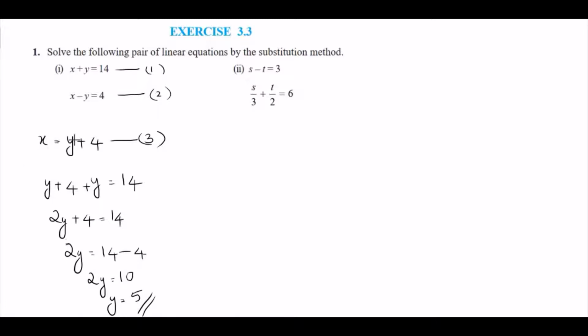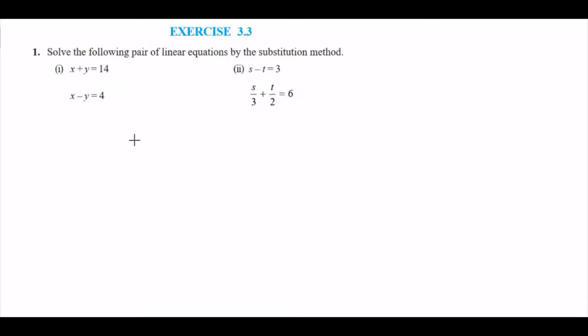Now substitute the y value here to get the x value. So x is equal to 5 plus 4. That is, we substituted the value of y in equation 3. So x is equal to 9. So here you have got a unique solution. That is, the value of x is 9 and the value of y is 5. So you get here 9 plus 5 is 14 and 9 minus 5 is equal to 4.